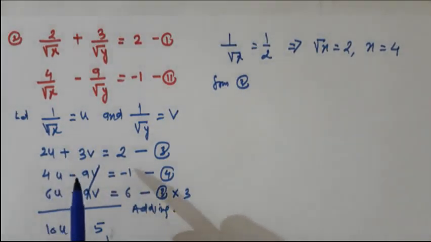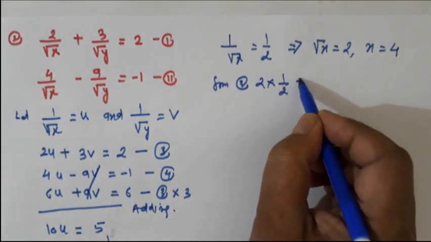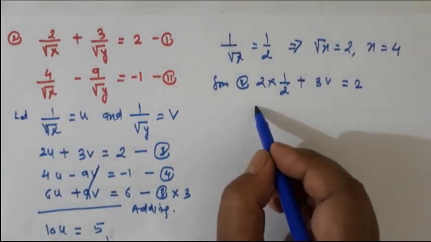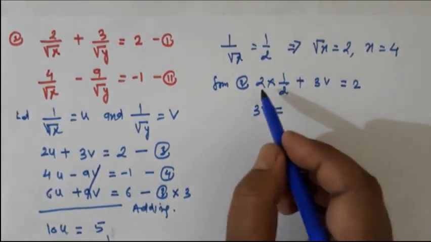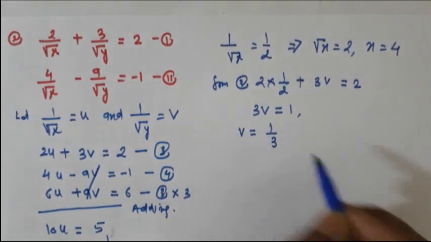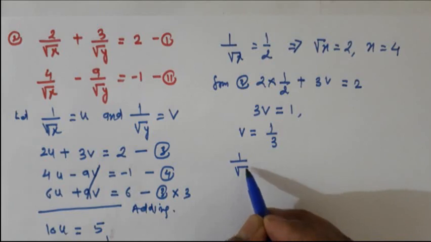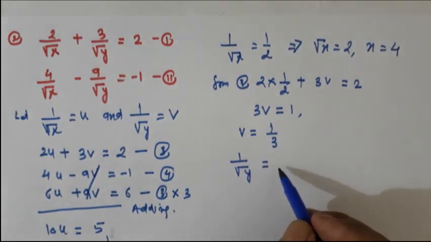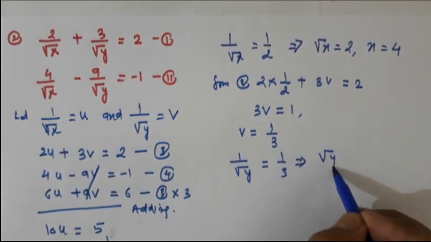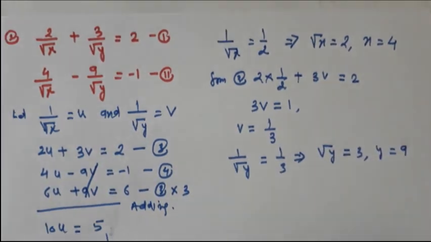In place of u put 1 upon 2, that is 2 into 1 upon 2, and plus 3v is equal to 2. This 2 is to cancel. Then 3v is equal to 2 minus 1, that is 1, and v is equal to 1 upon 3. And v was supposed to be 1 upon root y. Then 1 upon root y is equal to 1 upon 3. Comparing, we get root y is equal to 3 and y is equal to 9.